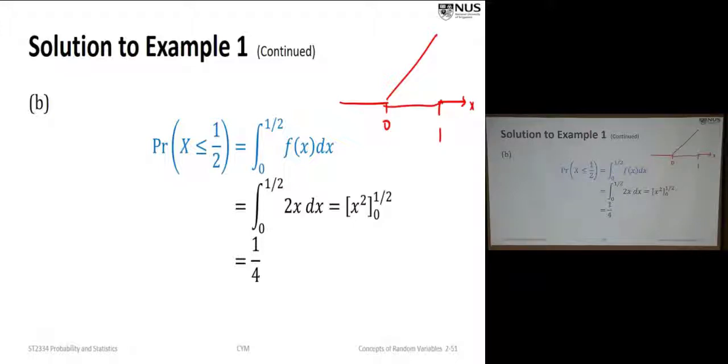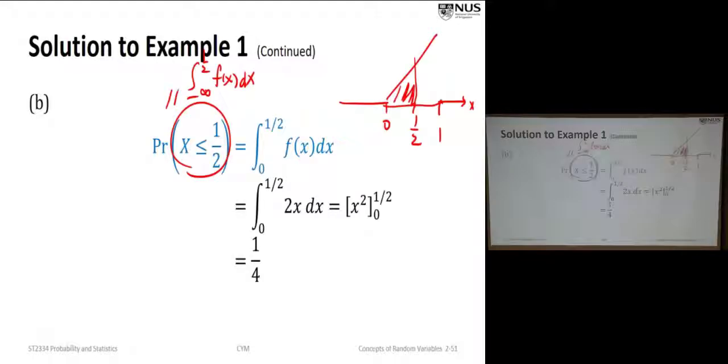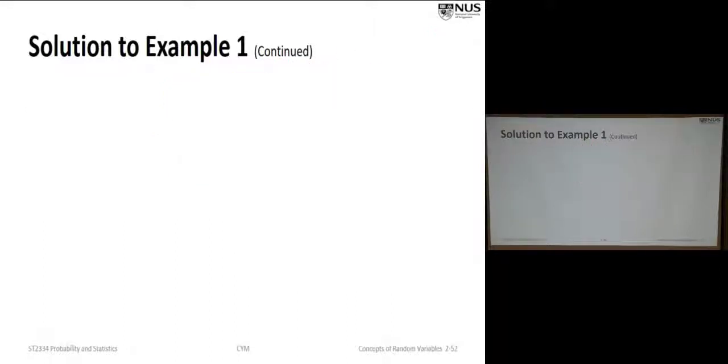Now we are asked the probability of x less than or equal to half. This is half. So we want to know the probability that it is less than that, so we just get this area. In other words, we integrate from minus infinity to half, f of x dx. All right? From minus infinity up to this point. But from minus infinity to 0, the PDF is 0. Then from 0 to half, 2x dx.